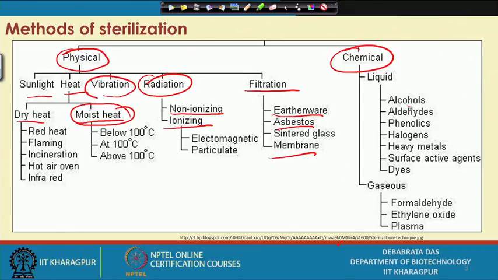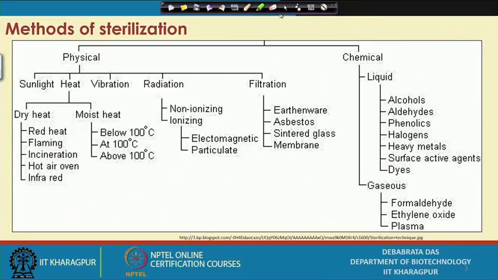In the chemical methods we use different alcohols. In hospitals or any pharmacy, for surface sterilization we largely use alcohol, aldehydes, phenolics, halogens, heavy metals, surface active agents and dyes. The gaseous agents are formaldehyde, ethylene oxide and plasma. Iodine is also used, which is what we call a halogen. Iodine is largely used, or chlorine also, which is a strong oxidizing agent.